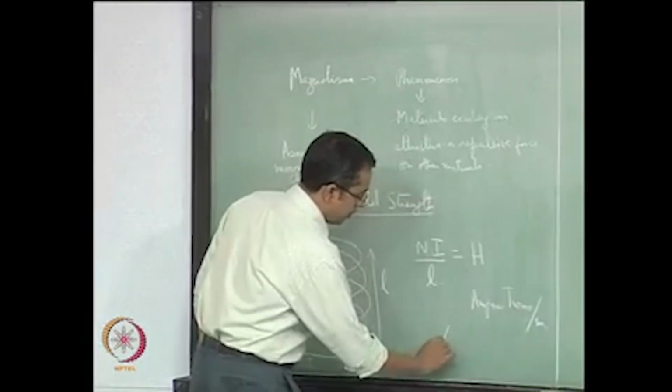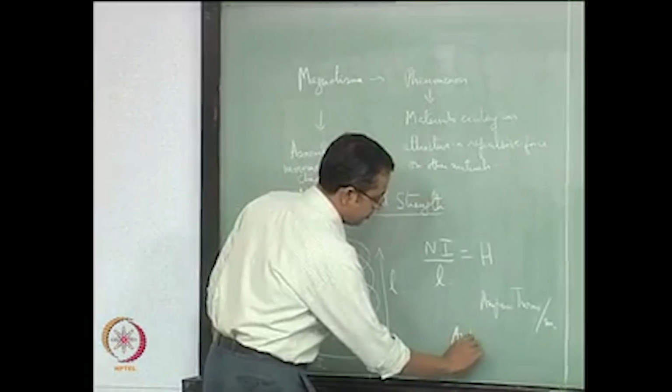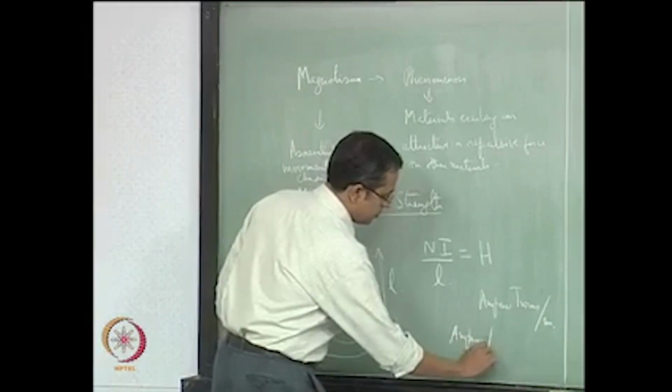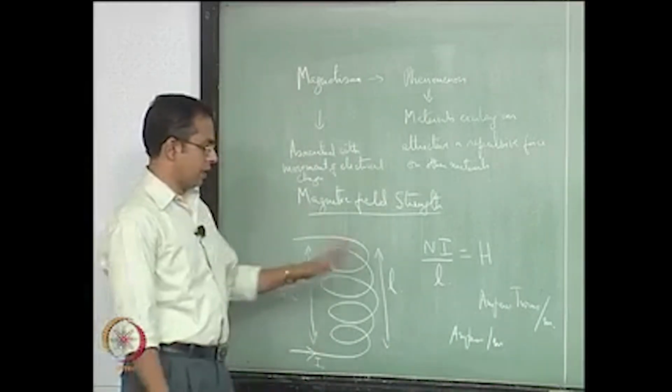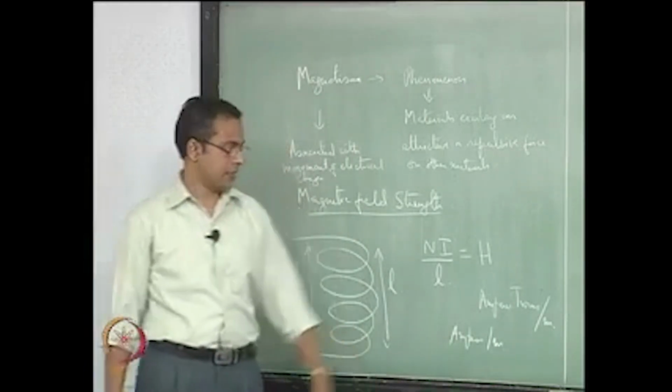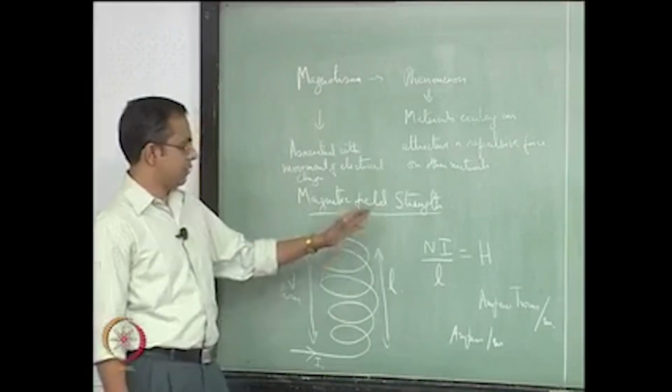Or simply it is in amperes per meter. So these are the two units in which we represent. So we simply say amperes per meter. So that is what this magnetic field strength H is.